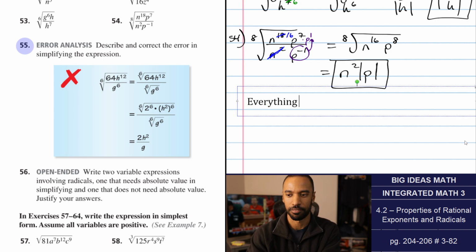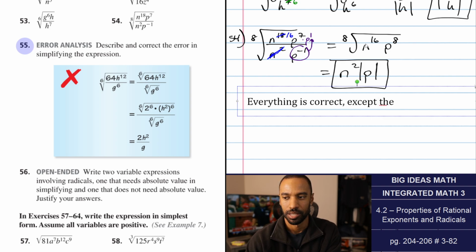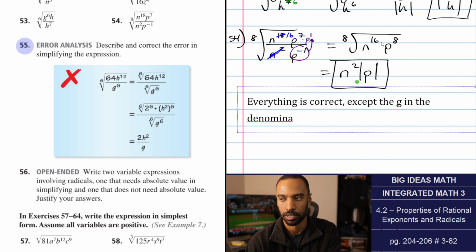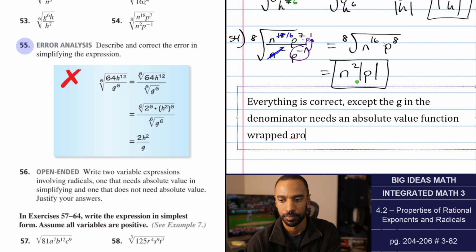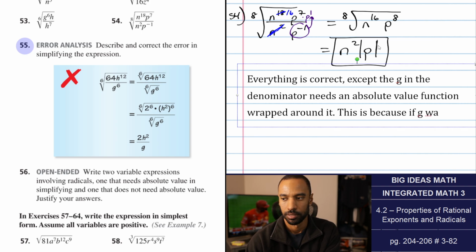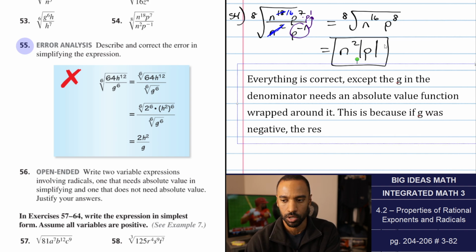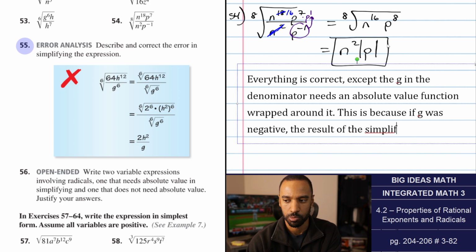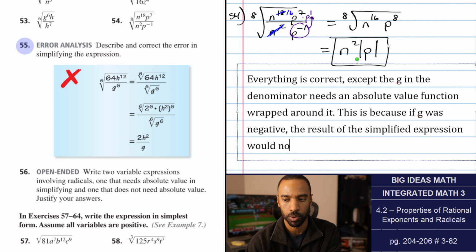Oh, I have to write 55 here in a second. Everything is correct except the g in the denominator needs an absolute value function wrapped around it. This is because if g was negative, the result of the simplified expression would no longer be equivalent to the original expression.